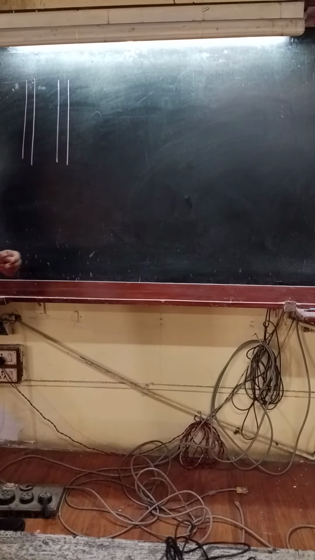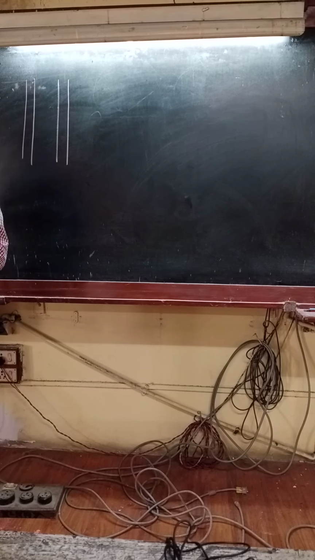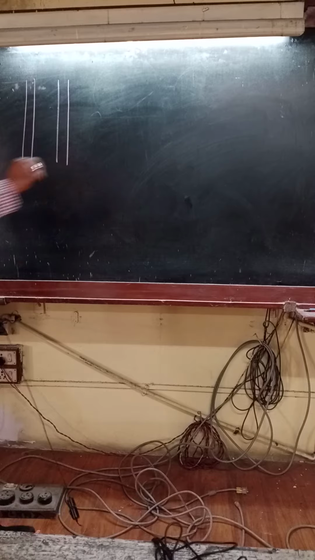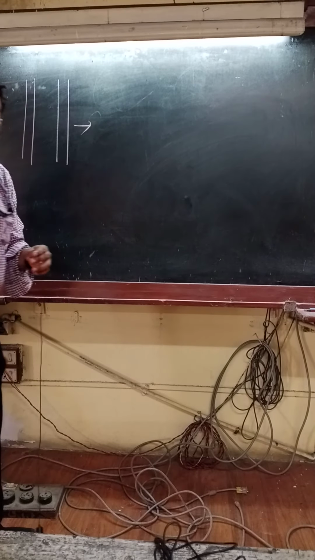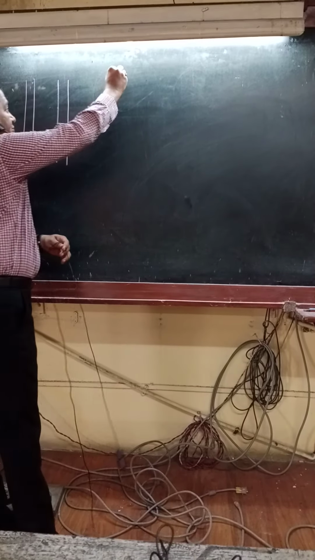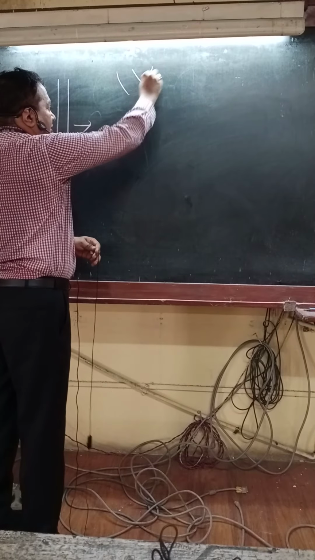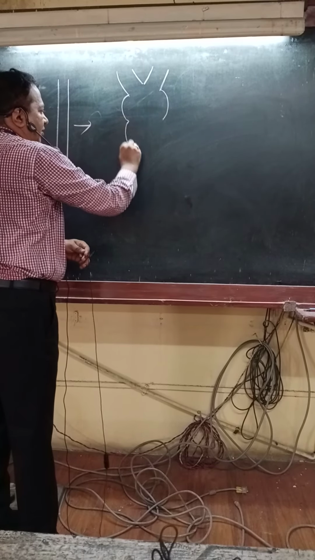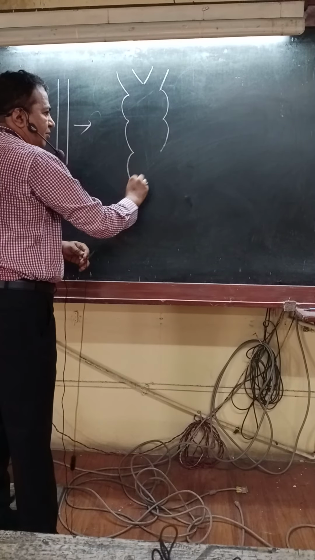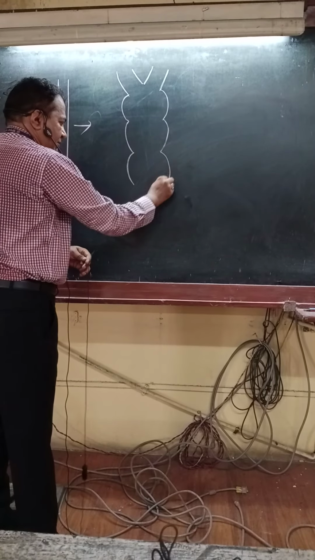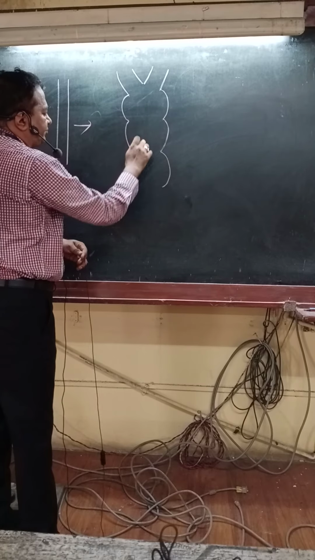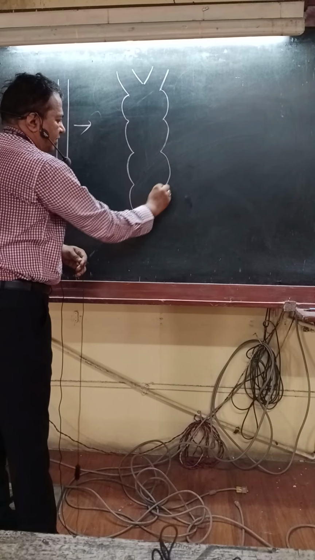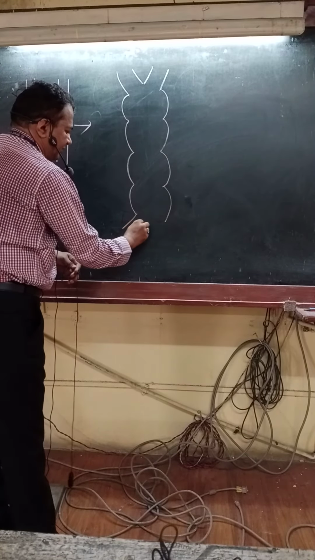The development of the heart starts with two endothelial tubes in the cranial region. Okay? These two tubes, the second thing that happens is these two tubes unite in such a way that there are four swellings.